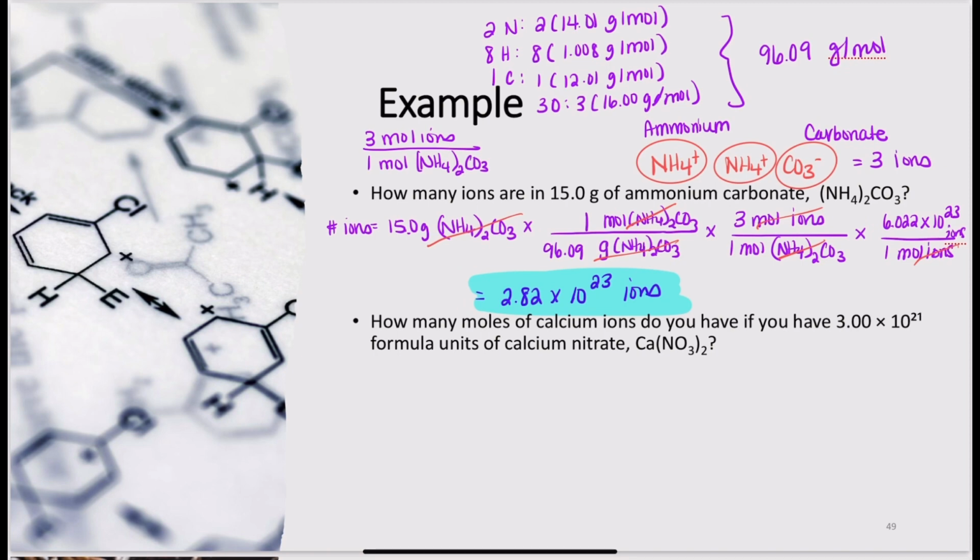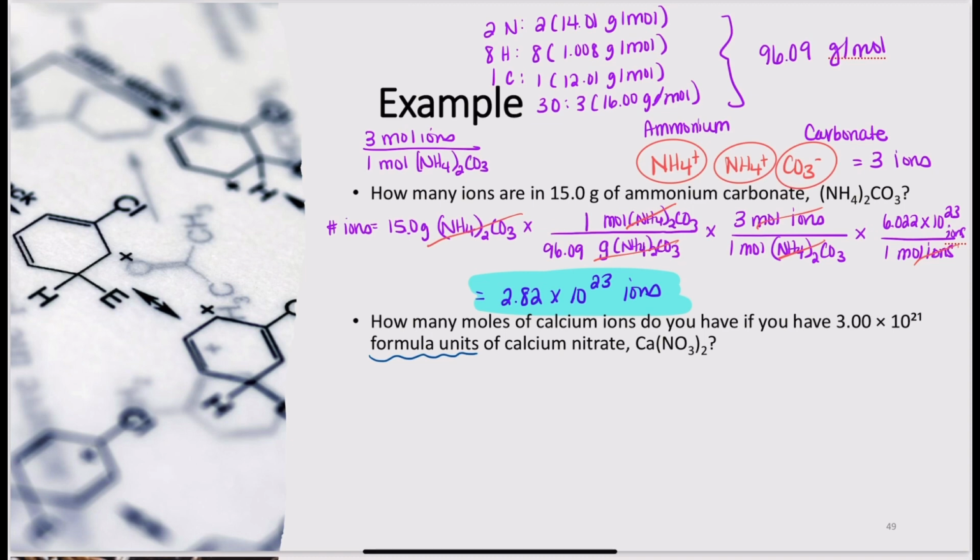And second question on this slide, how many moles of calcium ions do you have if you have 3.00 times 10 to the 21st formula units of calcium nitrate? Again, formula units is just a weird way of describing the compound because it is an ionic compound. It is the same thing as number of ions. If it was water, we would say number of molecules.